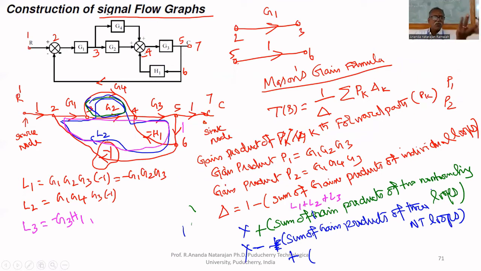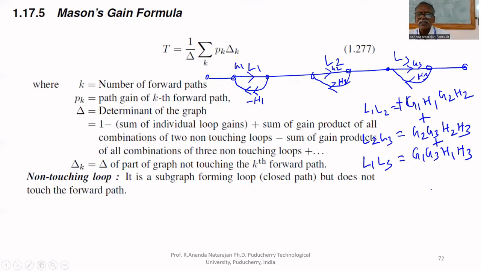In this case, no two non-touching loops. If it is there, we have to consider. In this case, is there any three non-touching loops? Yes, it is there. L1, L2, L3 are not touching each other. Therefore, you will get one term, L1 L2 L3, equal to G1 G2 G3 H1 H2 H3, with a minus because there are three negative terms. Have you understood this?